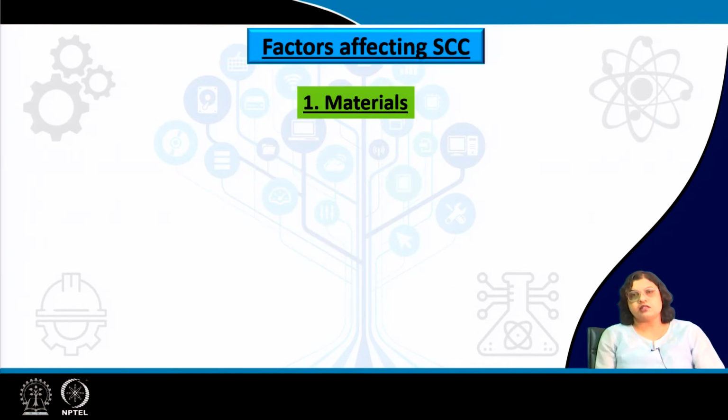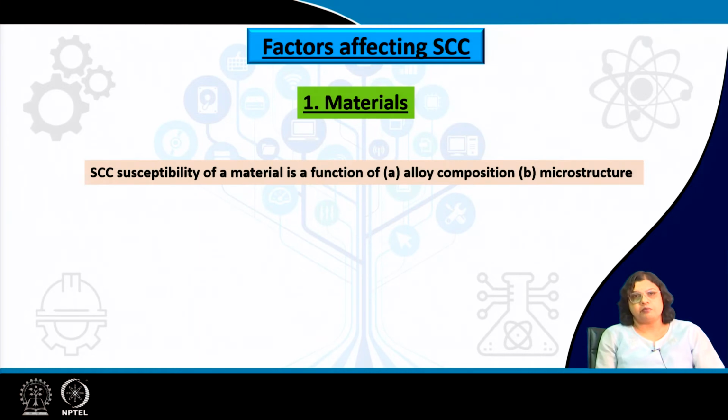The first one, let us see the materials, particularly the susceptibility of the material to stress corrosion cracking is a function of the composition. We are mostly talking about the metallic systems here. So, the alloy composition is very important, and the microstructure. Microstructure anyway is dictating almost all the mechanical properties of material.